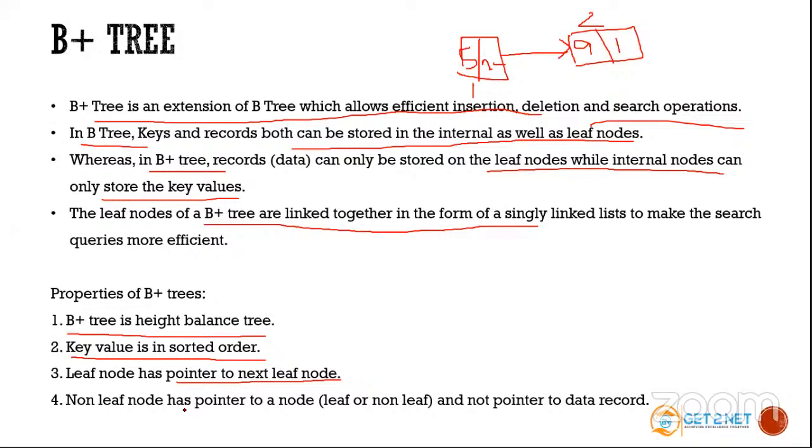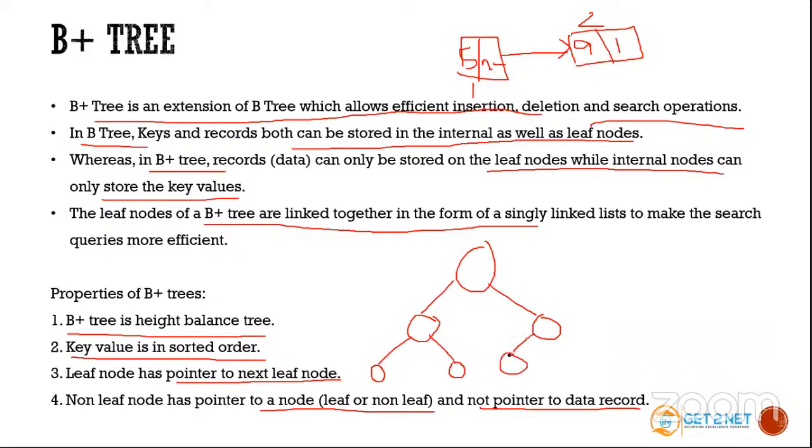A non-leaf node has a pointer to a node, leaf or non-leaf, and not a pointer to a data record. The node which is a non-leaf node will only point to nodes. If this is my B plus tree, then the last part is our leaf nodes. Which nodes are we calling leaf nodes? Those that don't have children nodes. So these are my leaf nodes.